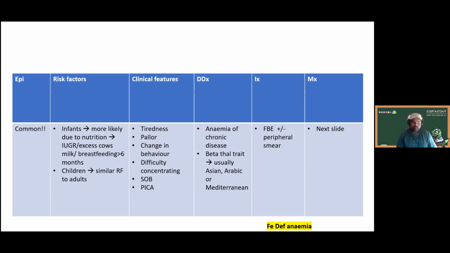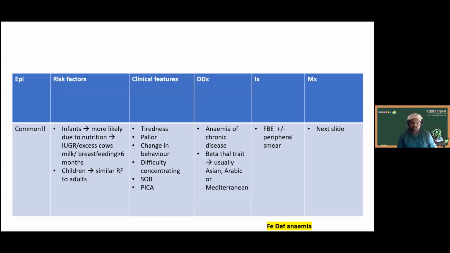You can also break up the risk factors depending on the age of the patient. Are they an infant or a child? Children often present with similar risk factors to adults, but infants are a bit different. It's more likely due to nutrition. So things like intrauterine growth restriction, or having too much cow's milk, so greater than 700 mL, or breastfeeding following a period of 6 months. These are risk factors that predispose an infant to iron deficiency anemia.